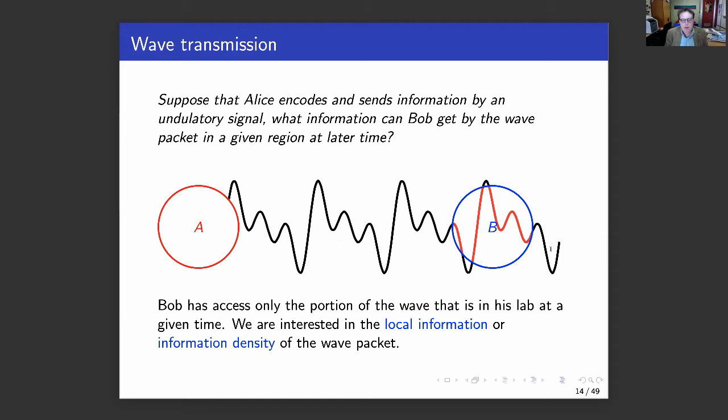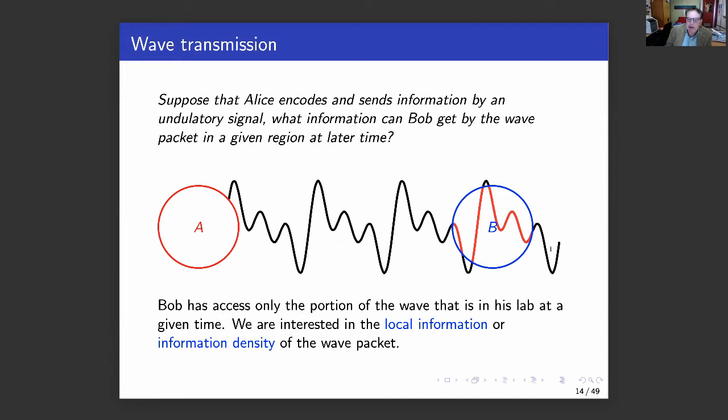So the problem that I want to discuss now is the following. We have Alice and Bob. Alice sends a signal to Bob through a wave, for example, like electromagnetic waves, like what I'm doing now. I'm transmitting you some information through waves. But Bob has a laboratory and measures and gets the signal, but he gets the signal only for a limited time and only on a limited space.